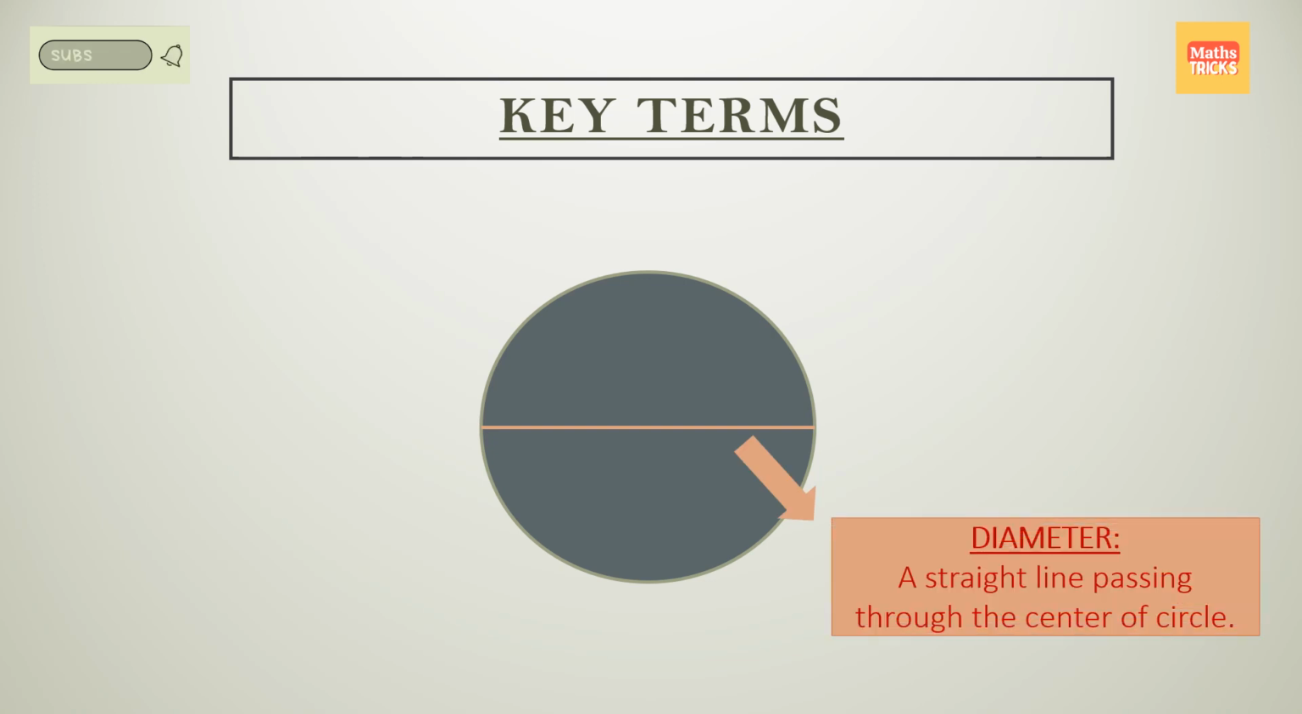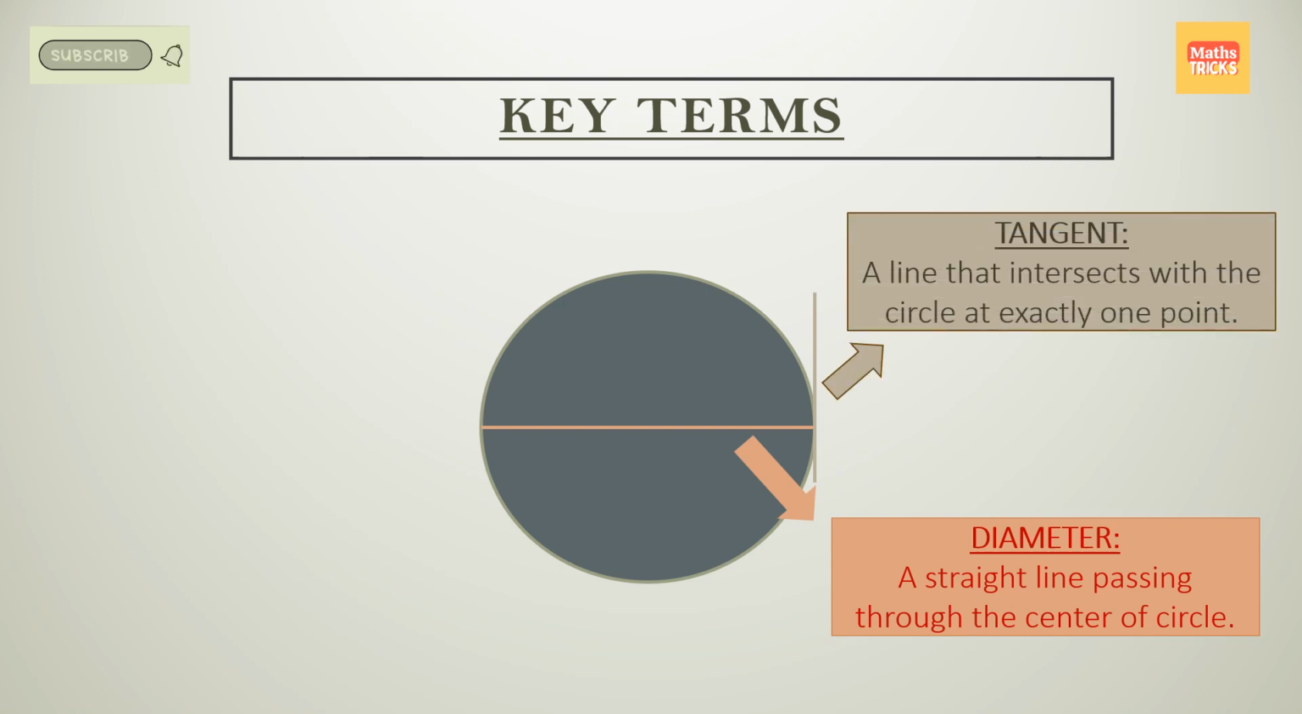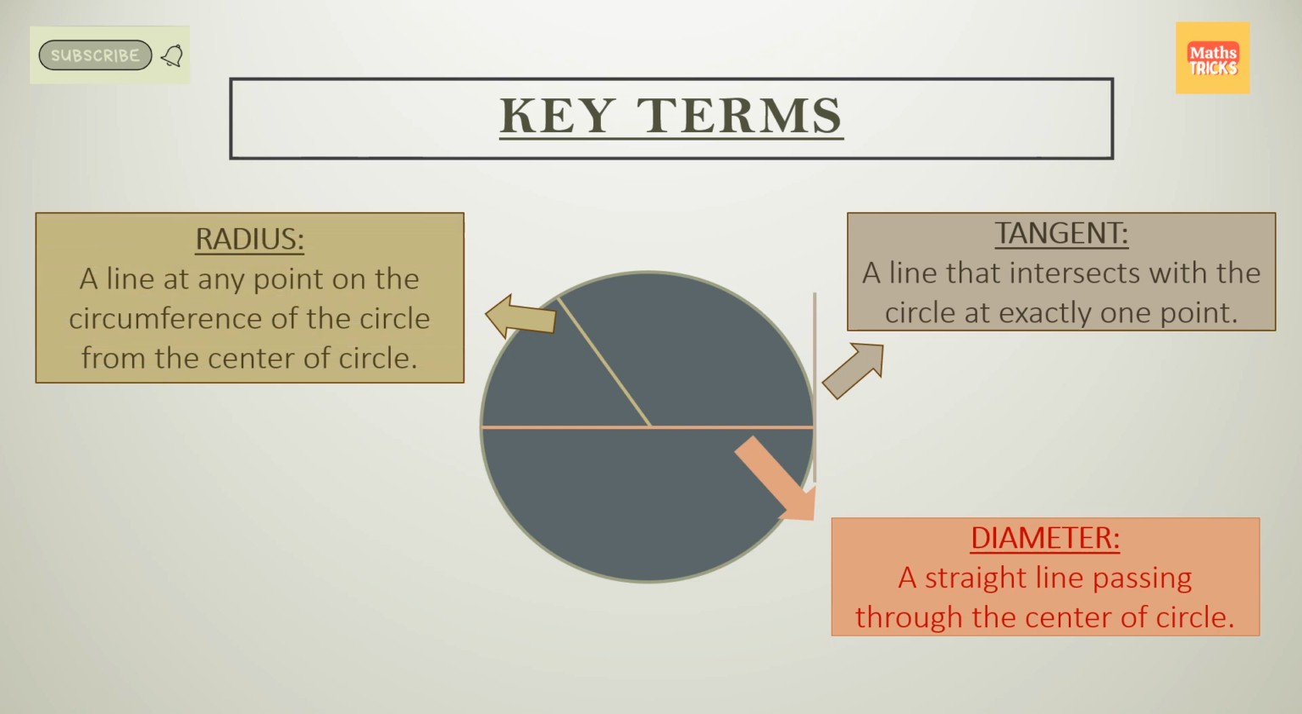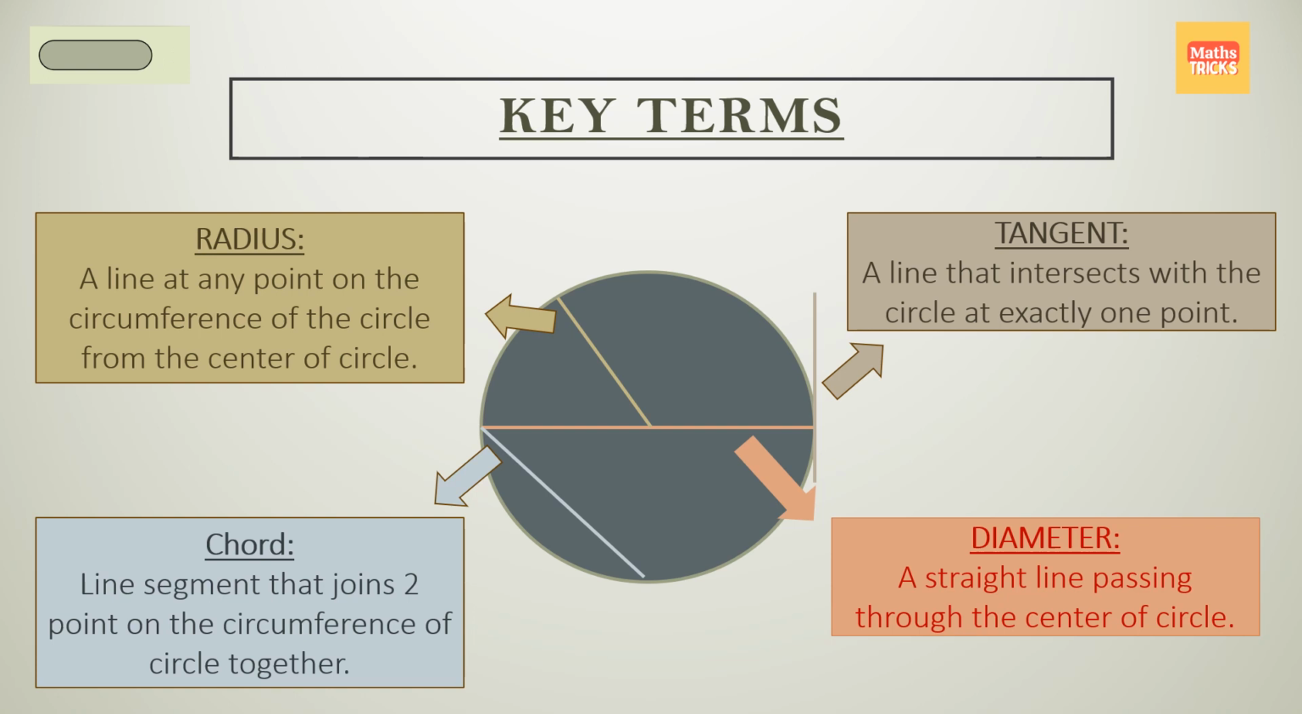This is diameter, which is the straight line passing through the center of the circle. This is tangent, which is the line that intersects the circle at exactly one point, any point on the circle. This is radius, a line from the center of the circle to any point on the circumference. This is chord, the line segment that joins two points on the circumference of the circle together.